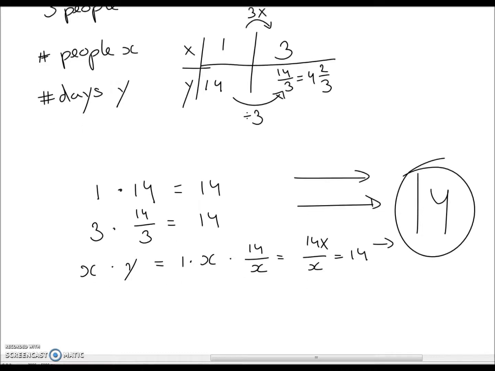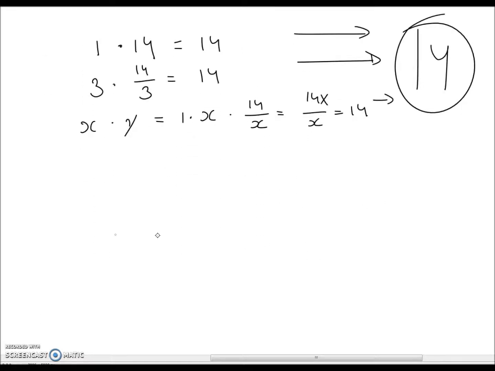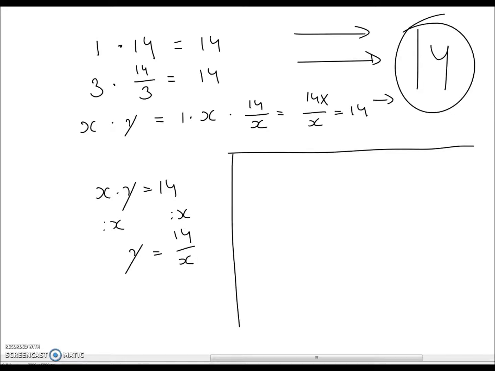And because of this, we can also write the relationship between x and y down as a formula. Because now if I divide both sides with x, I have y on this side and 14 divided by x on the other. Using this, we can write any inversely proportional relationship into a formula.